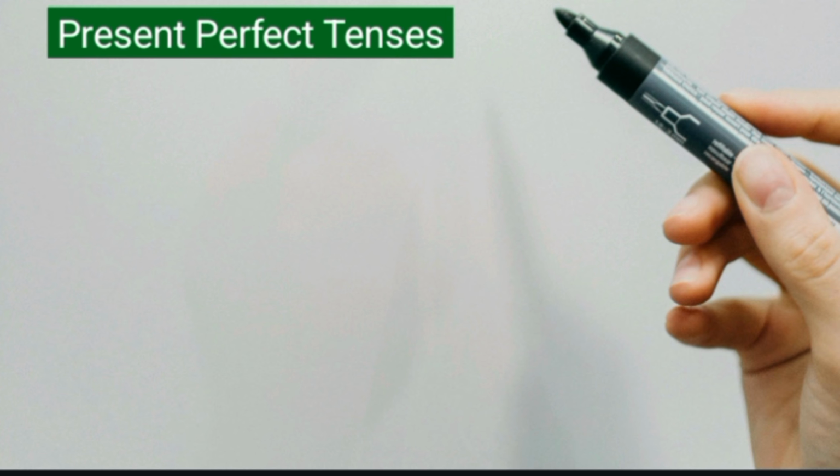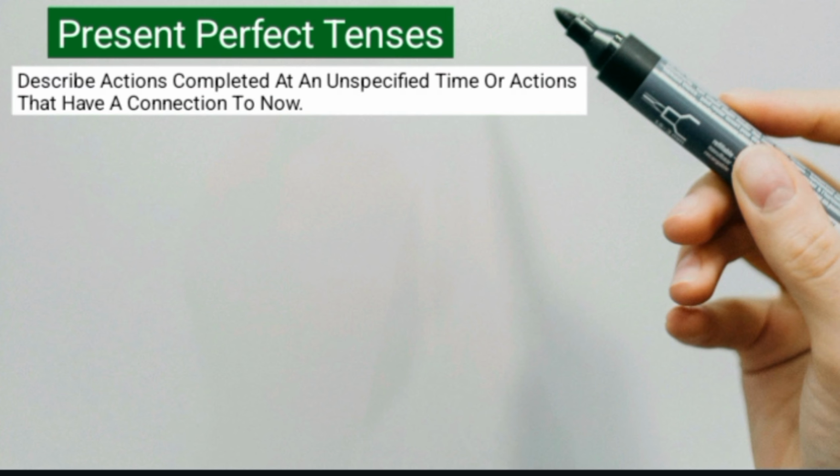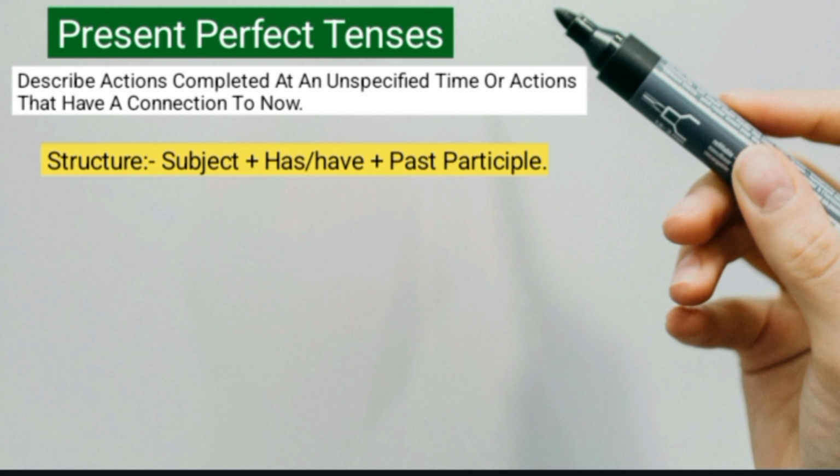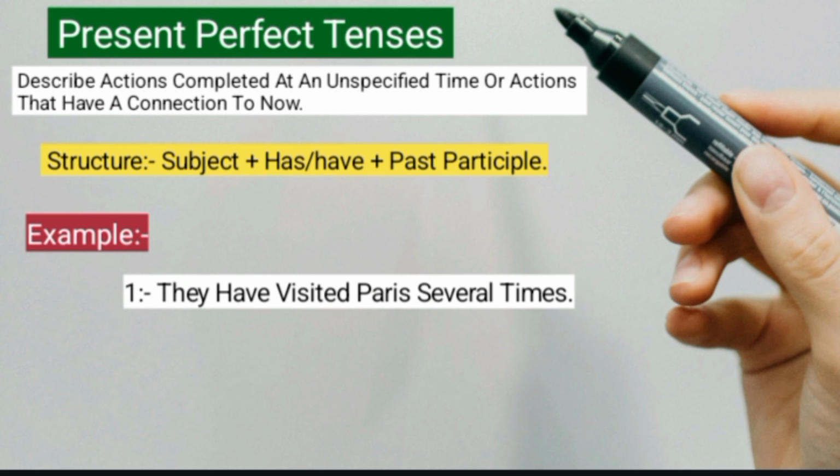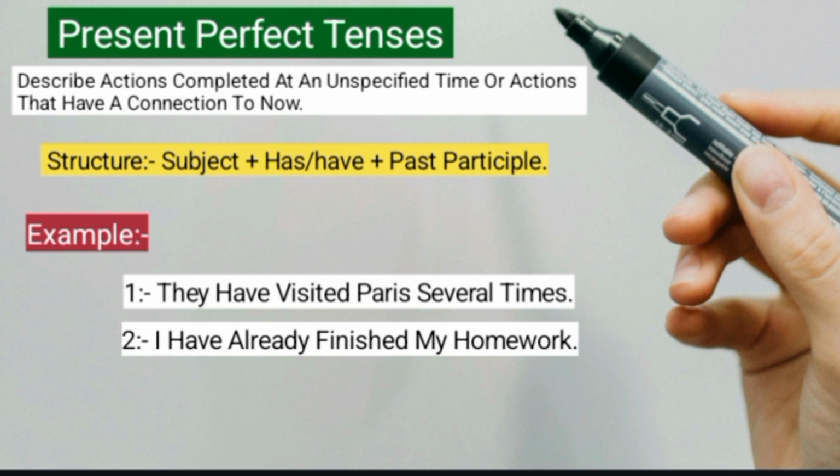Present perfect tense. Present perfect tense describes actions completed at an unspecified time or actions that have a connection to now. Again, the structure is very simple: subject plus has, have plus past participle. Examples. They have visited Paris several times. Here in this sentence, they have visited Paris several times. So here the action is completed at an unspecified time. Sentence number 2 is, I have already finished my homework.